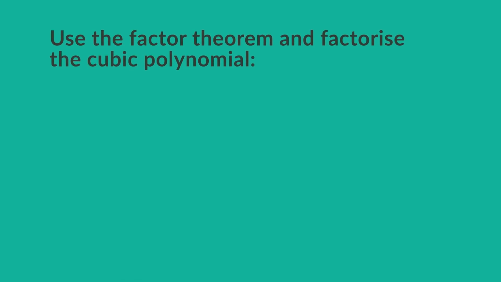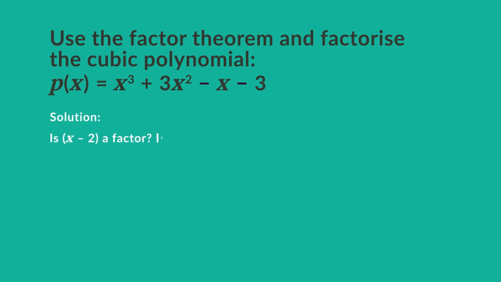Let's look at an example. Use the factor theorem to factorize the cubic polynomial p of x equals x cubed plus 3x squared minus x minus 3. We need to find the first factor by trial and error. First, we try x minus 2 and substitute the root of this factor, which is 2, into p of x. The answer is 15, so it is not a factor. Then we try x minus 1 and substitute 1 into p of x. The answer is 0, so x minus 1 is a factor of p of x.